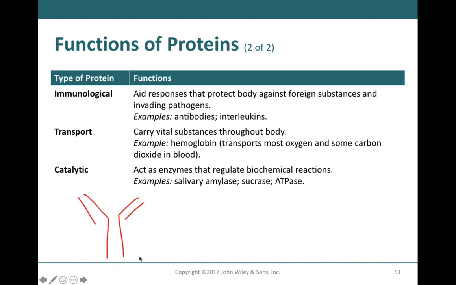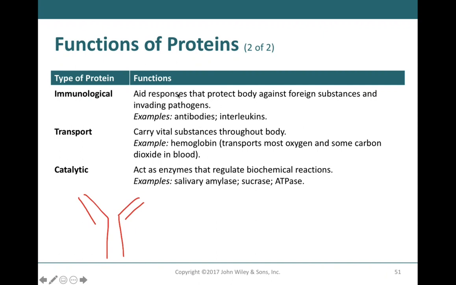And so there's two different regions. There's this region down here, and then there's this region up here. Antibodies are specific, and they bind to particular pathogens that have entered our bodies, and they serve a protective function. This end is specific, and it might attach to some type of bacterial cell, while this end is going to signal to our own body cells, like, hey cells, I have a bacteria, and you need to attach to me and take this bacteria and destroy it. So antibodies are a type of immunological protein, and they help defend our bodies against foreign substances and invading pathogens.